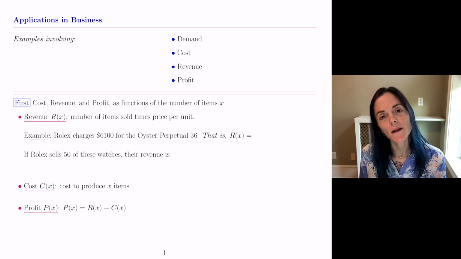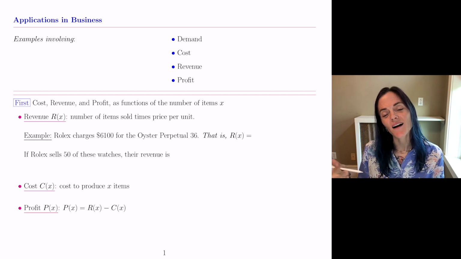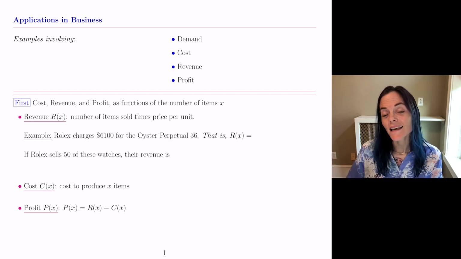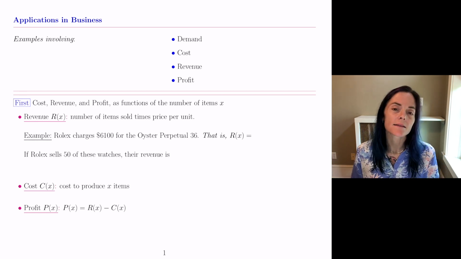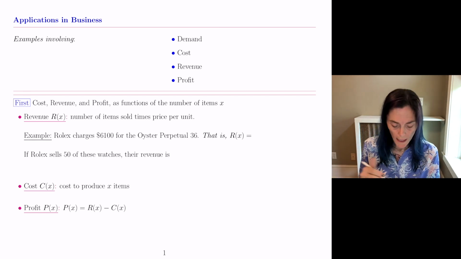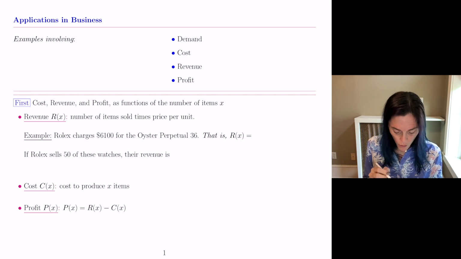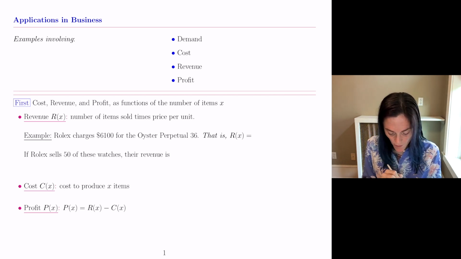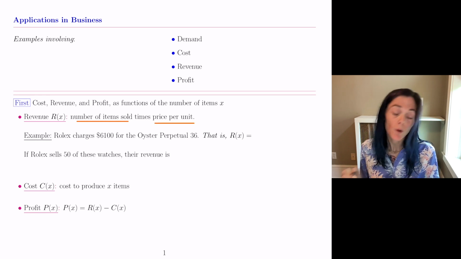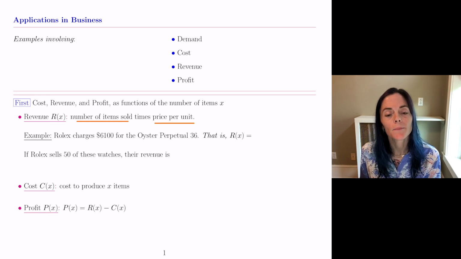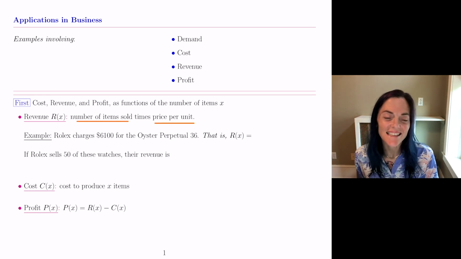So the first thing I want to talk about is revenue, cost, and profit really as functions of x. x here is the number of items sold. So generally, let's start with revenue. Revenue is the number of items sold times the price per unit or per item. Okay, so let's see an example of this.